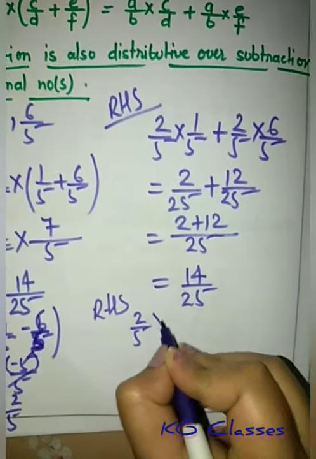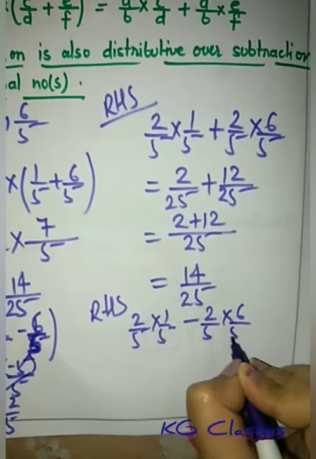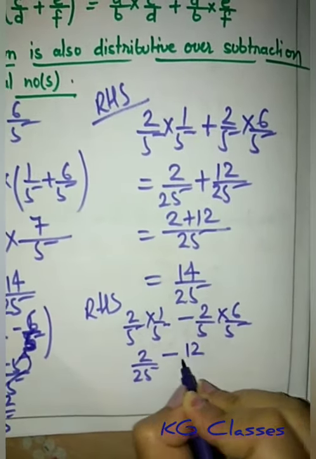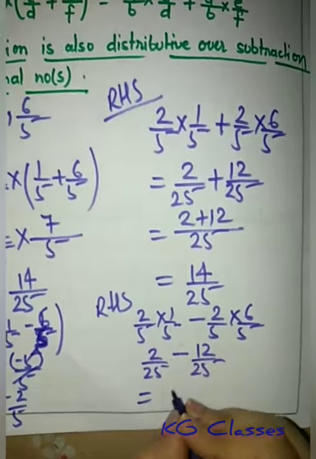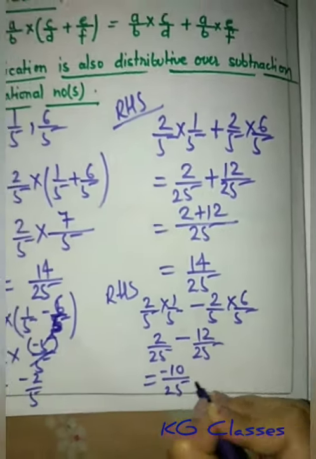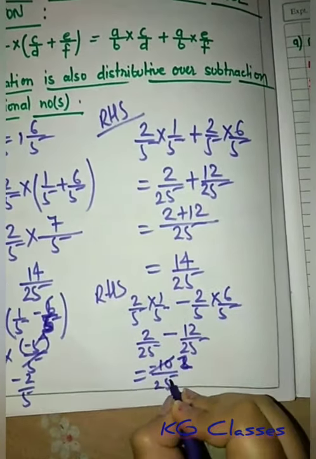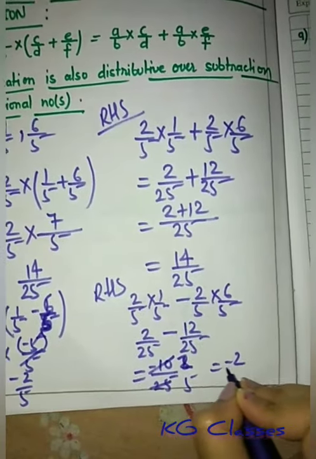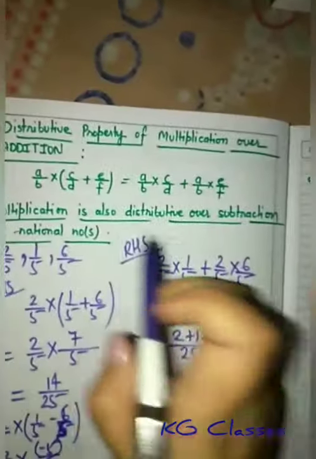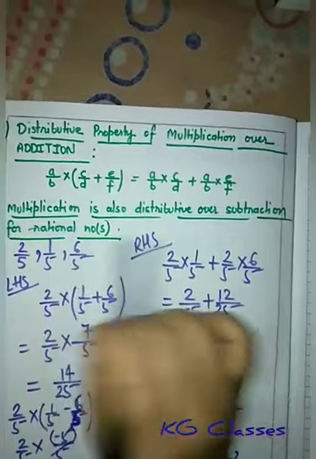And in right hand side, let's solve it again. 2 by 5, 1 by 5 minus 2 by 5 and 6 by 5. 2 ones are 2, 5 5s are 25, 6 2s are 12 and 25. What will we get here? 12 minus 2, 10, minus 10 upon 25. We will cut it by 5. 2 5s are 10 and 5 5s are 25. We will get here minus 2 by 5. So these are also same in result. It is proved that multiplication is also distributive over subtraction for rational numbers.